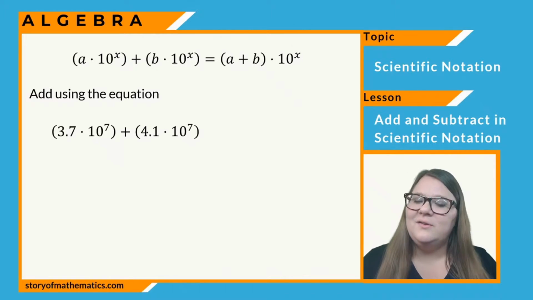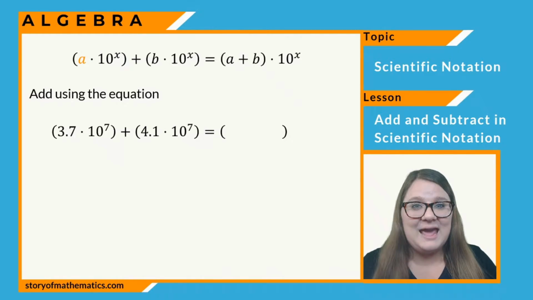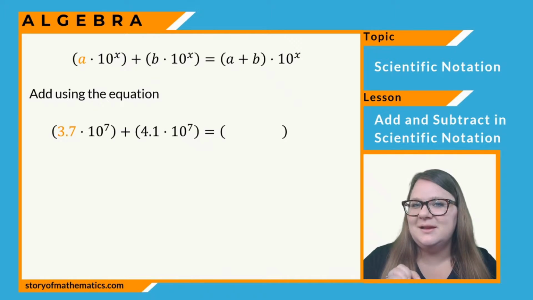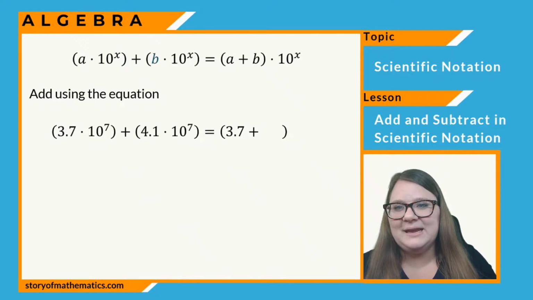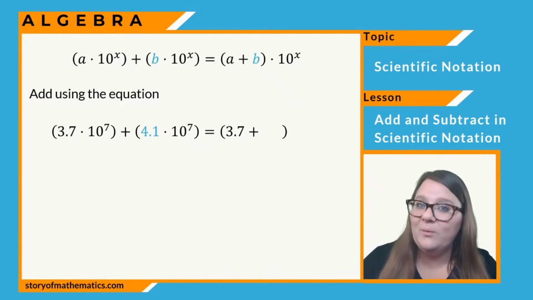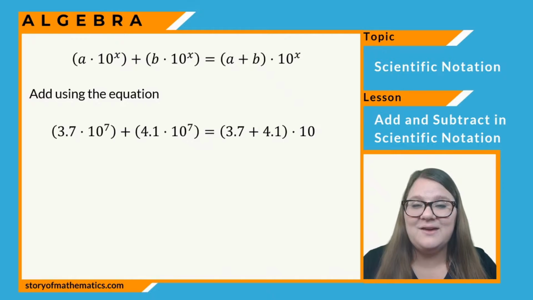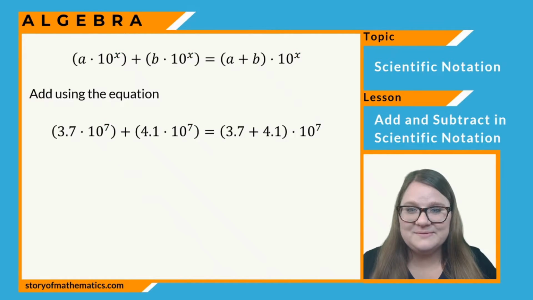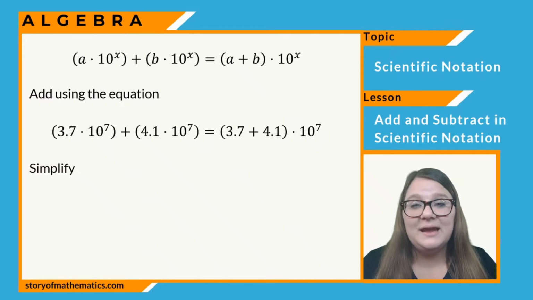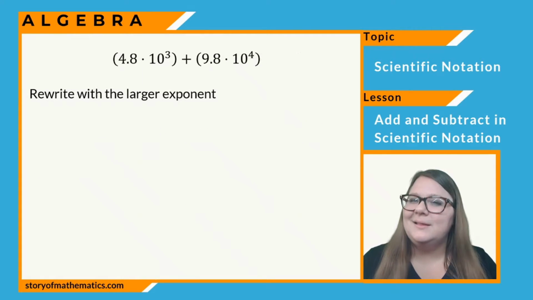So let's use this formula to add 3.7 times 10 to the 7th and 4.1 times 10 to the 7th. First of all, notice that they're both times 10 to the 7th, which is why you can do this at all. Then we're going to find the a, which is the number at the front of the first set of parentheses. So we can put 3.7 first. Then we're going to do plus our b, which in this case is 4.1. Then we're going to have times 10 raised to our exponent. In this case, our exponent for both of our numbers is 7, so we carry that over. Once we do that, we are able to simplify this by adding 3.7 and 4.1 to give us 7.8 times 10 to the 7th.